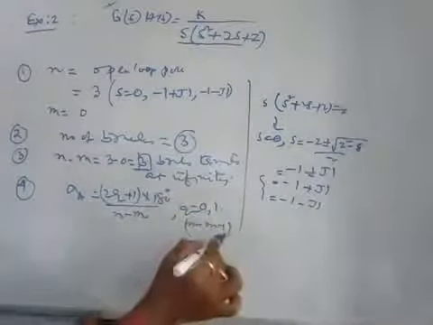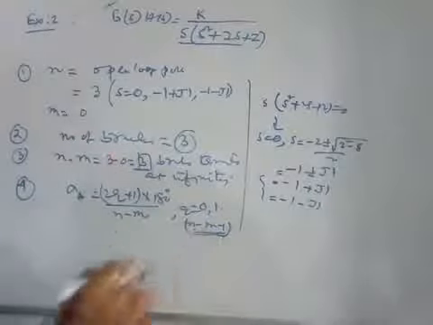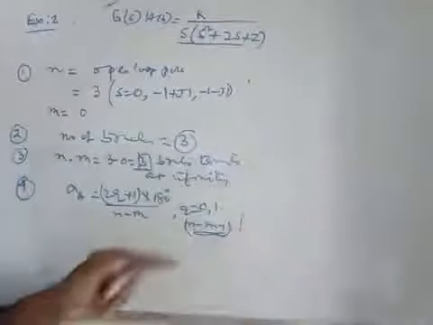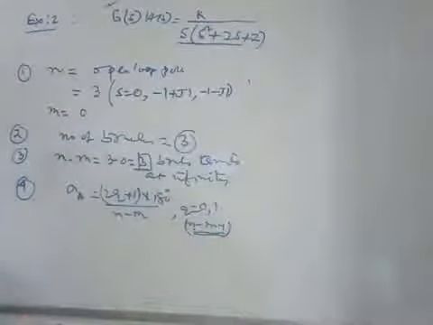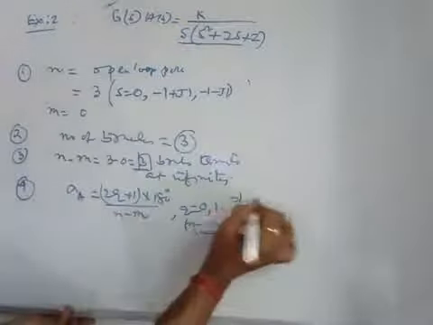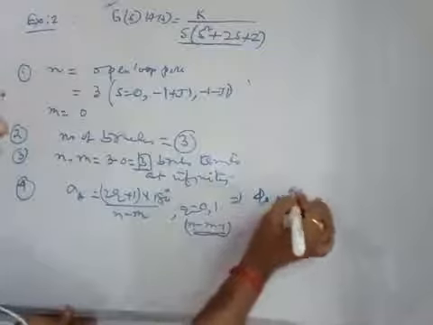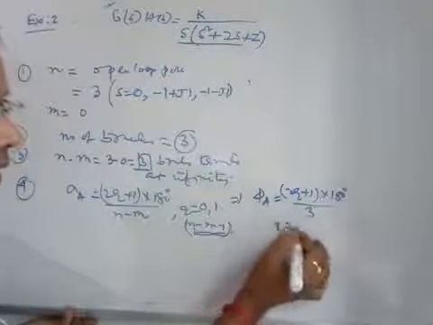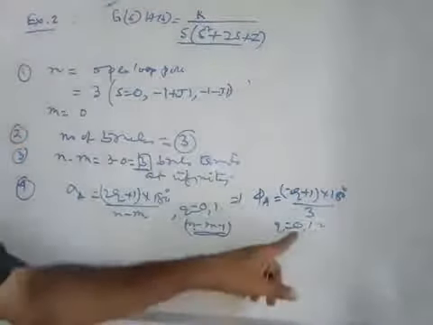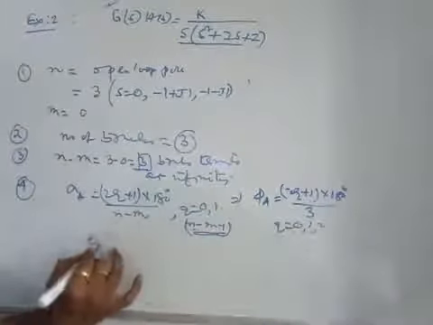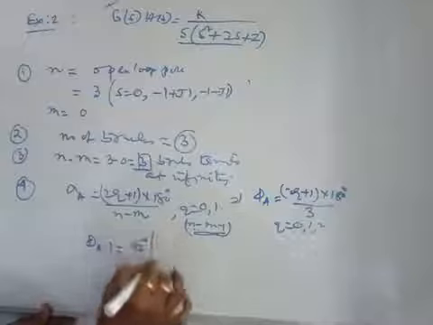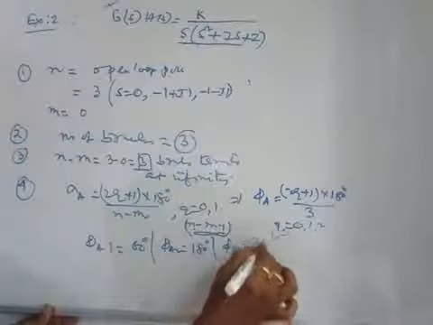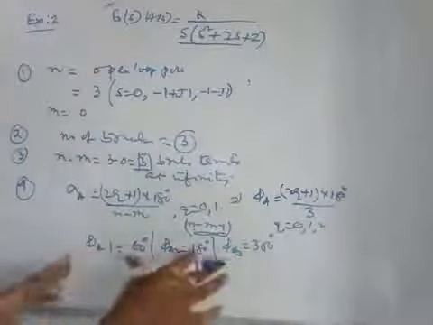So what is this value here? In this case, n minus m is 3, so we have to find the value for q from 0, 1 and 2, giving 3 values. For this problem, phi a is equal to (2q plus 1) into 180 degrees by 3, where q varies from 0, 1 and 2. We get 3 angles: phi a1 is 60 degrees, phi a2 is 180 degrees, and phi a3 is 300 degrees, right? So we get 3 asymptotes.